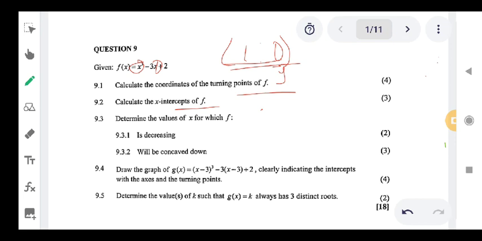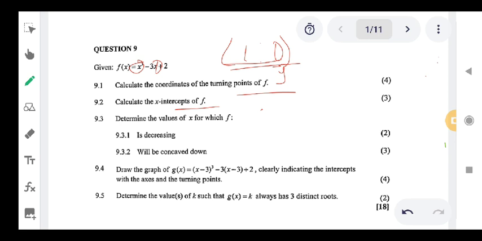Now, either way, we don't know what they are going to ask first. They can ask the x-intercept first, or they can ask the y-intercept first, or they can ask the turning point first. So we don't know. But this is what we propose, guys. If they are going to ask you to determine the x-intercept tomorrow, do the following. Don't try to be here.